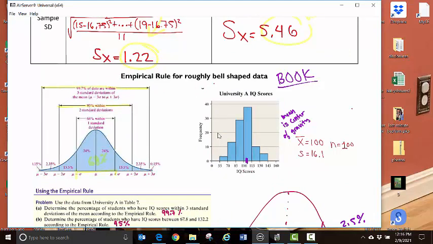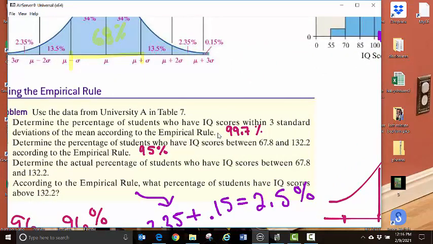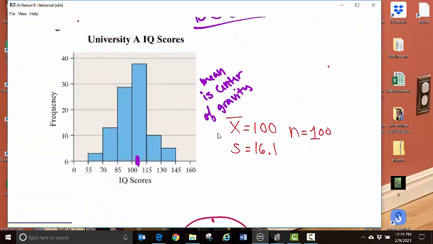Let's look at this. Here it says, determine the percentage of students who have IQ scores within 3 standard deviations of the mean according to the empirical rule. This is an example out of your book, and it's IQ scores out of University A, and here they are presented in a histogram. The average IQ score out of this group of people is 100. They sampled 100 kids, and the sample standard deviation is 16.1, right? Because there's more than 100 kids at a university, so it's a sample.